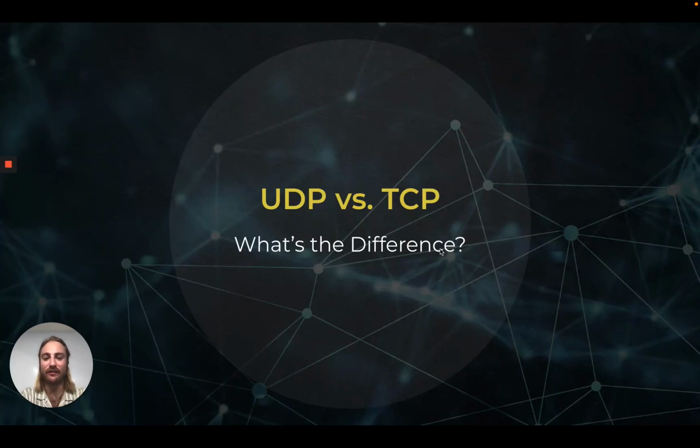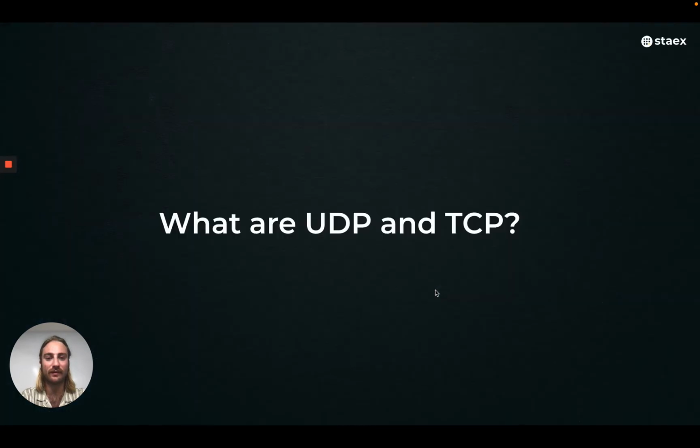And today in this short video, I'll be talking about UDP and TCP and what the difference is between them. So first off, what are UDP and TCP? Well, both UDP and TCP help control data packets being sent over the internet from one machine to another. So they're essentially transport protocols.